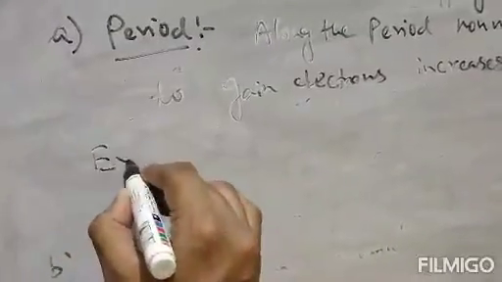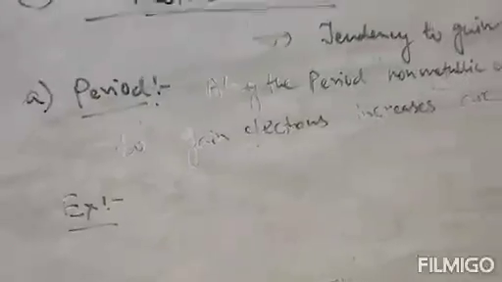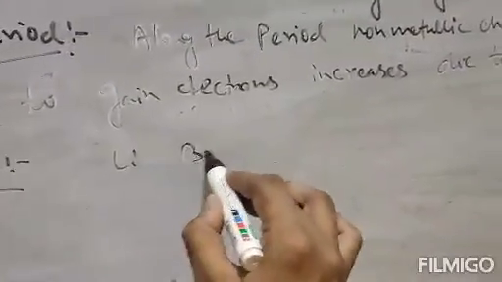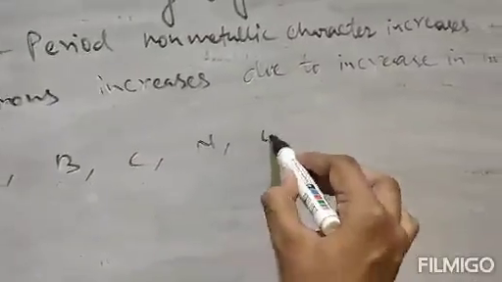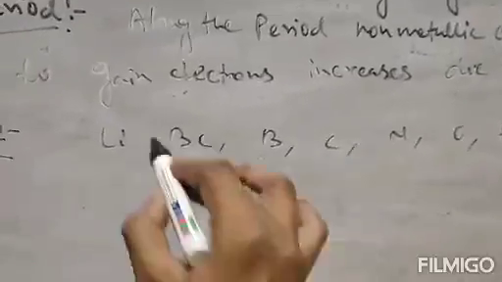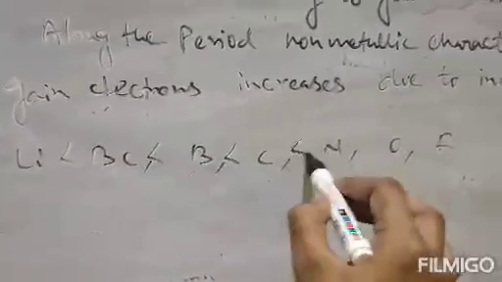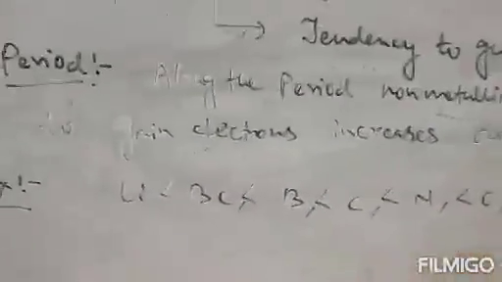Example, second period elements are lithium, beryllium, boron, carbon, nitrogen, oxygen, fluorine. So the order will be like this because periodically non-metallic character increases. Fluorine will be the most non-metallic and lithium will be the least non-metallic.